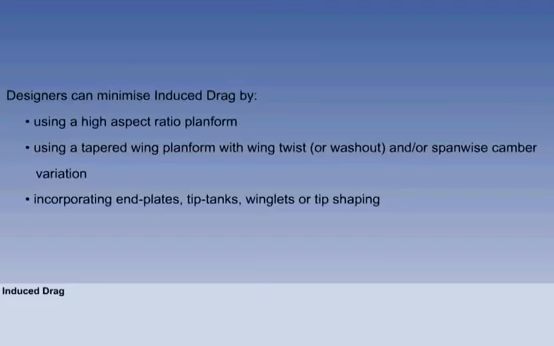Designers can minimize induced drag by using a high aspect ratio planform, using a tapered wing planform with wing twist or washout, and/or spanwise camber variation, and by incorporating end plates, tip tanks, winglets or tip shaping.